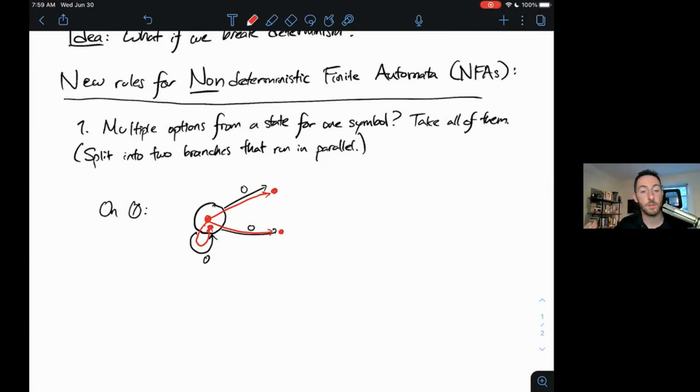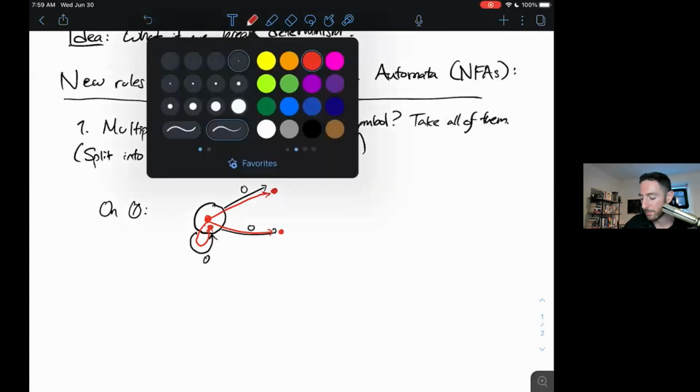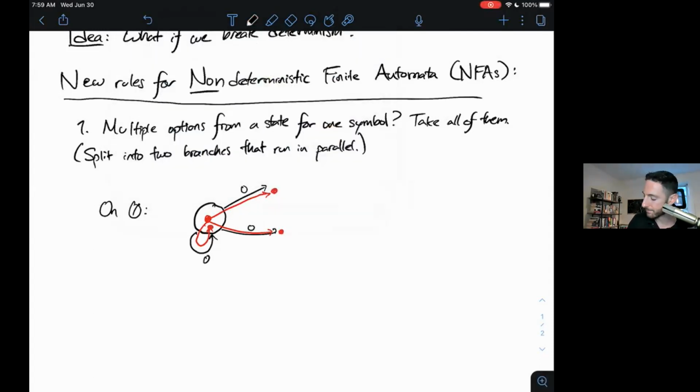So clearly, if we do this a lot, we're going to be generating branches of computation all over the place, and it might be a lot to keep track of. We'll talk about that in a minute. But certainly this rule is going to mean that we're keeping track of multiple branches at once as we consider the evaluation of our NFA.